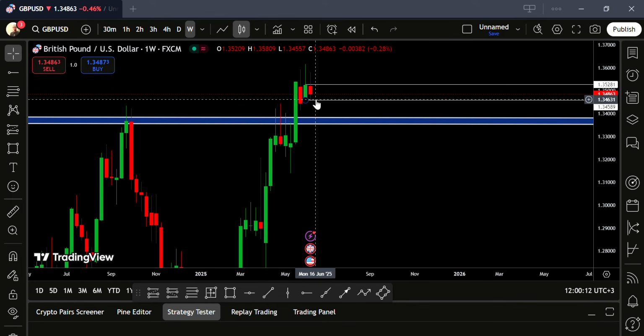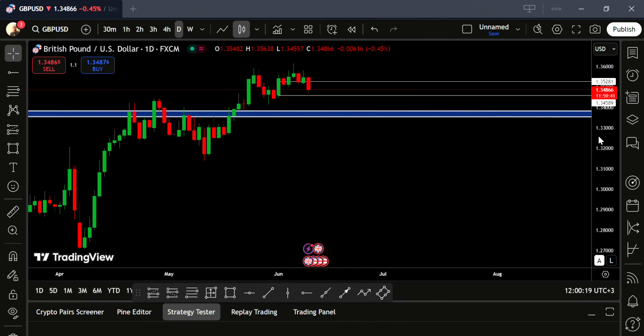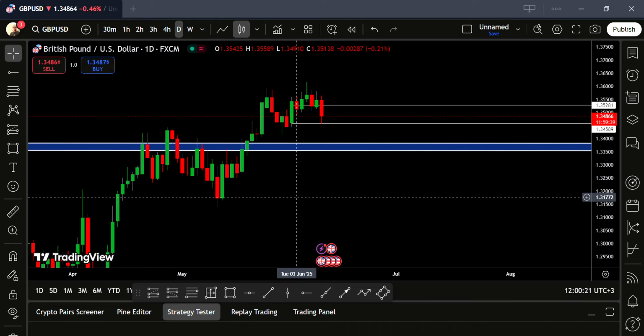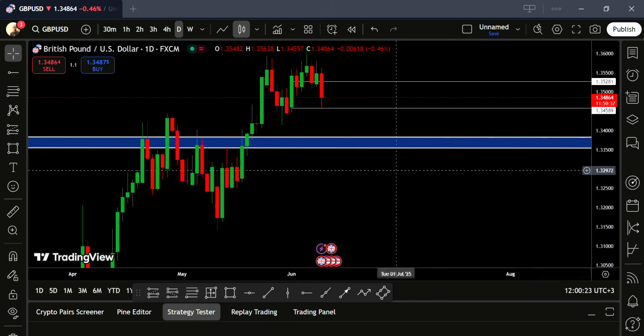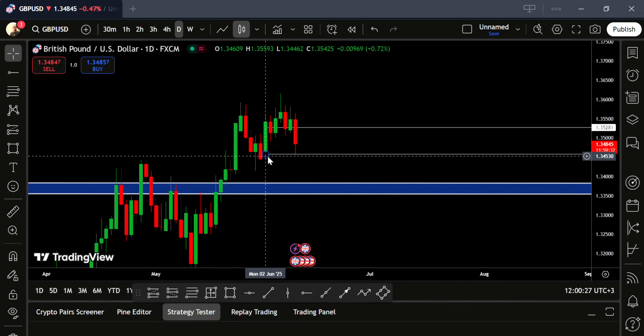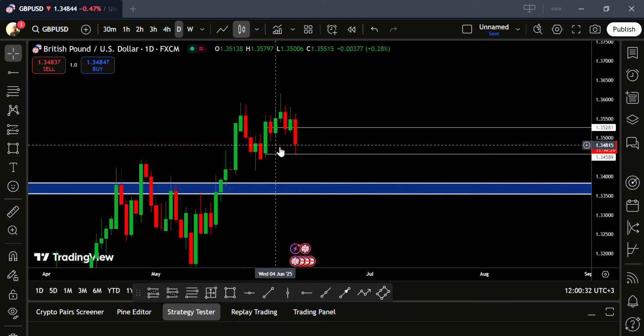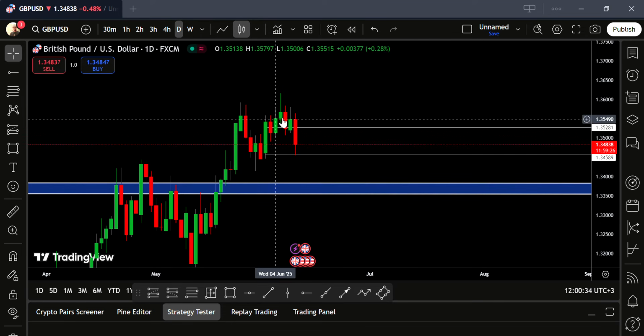Now after marking that, you want to go to the daily time frame and look for areas of supply and demand. So we marked from the high. This is Monday. This is the closing week. 1 2 3 4 5.